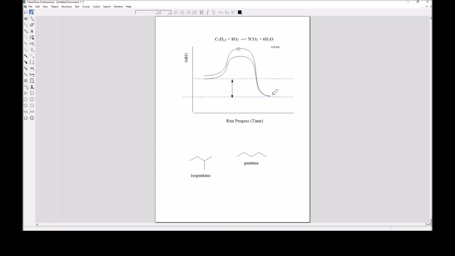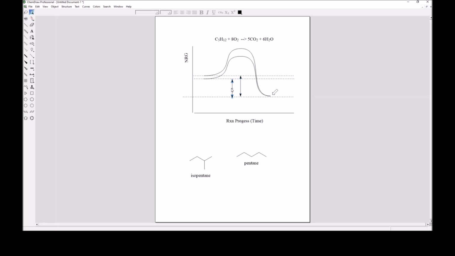There we go. Okay, so here now I have 2 different energy diagrams. They start at different energy levels, but they end at the same point. And this is exactly what happens when you burn pentane versus burning isopentane. One of them is going to start at a higher energy state, and the other one is going to start at a lower energy state. And what that will do is it will create different heats of combustion.